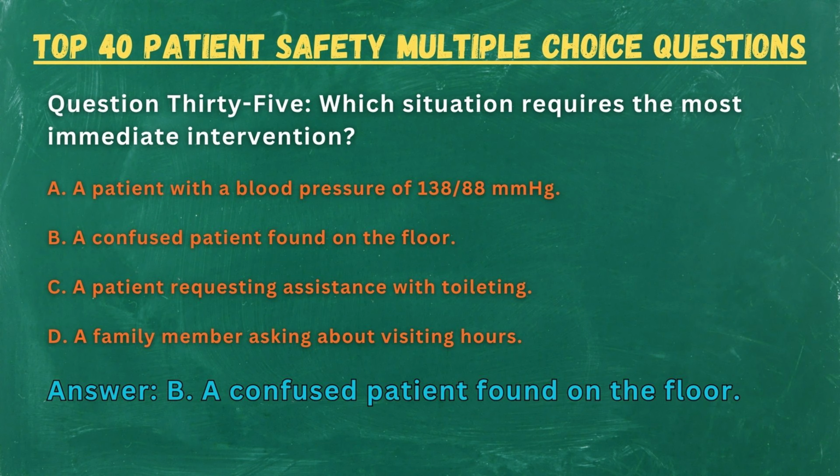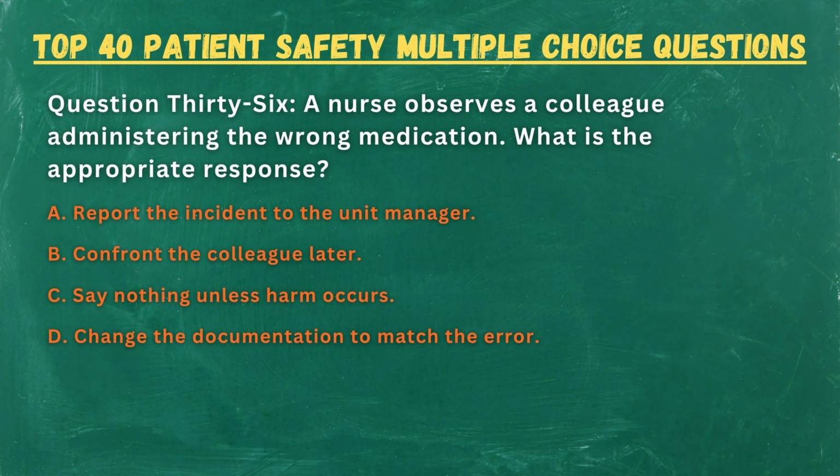Answer: B. A confused patient found on the floor. Question 36. A nurse observes a colleague administering the wrong medication. What is the appropriate response? A. Report the incident to the unit manager. B. Confront the colleague later. C. Say nothing unless harm occurs. D. Change the documentation to match the error.